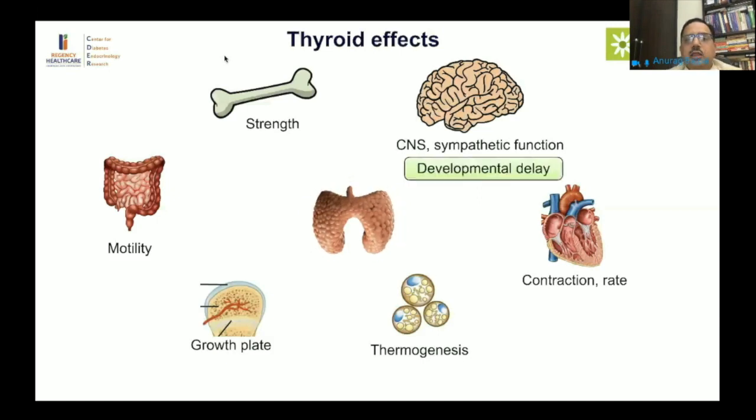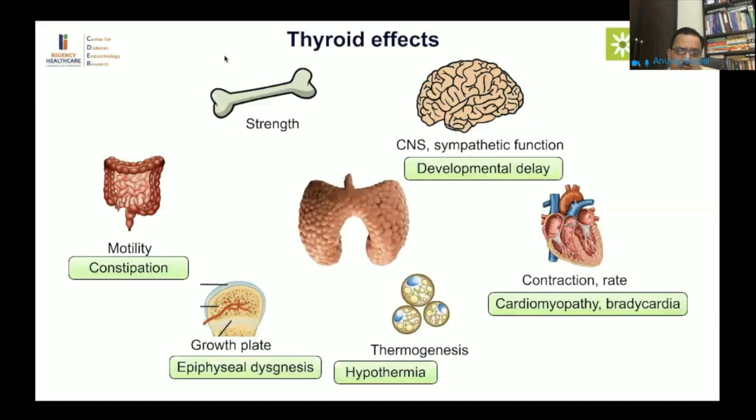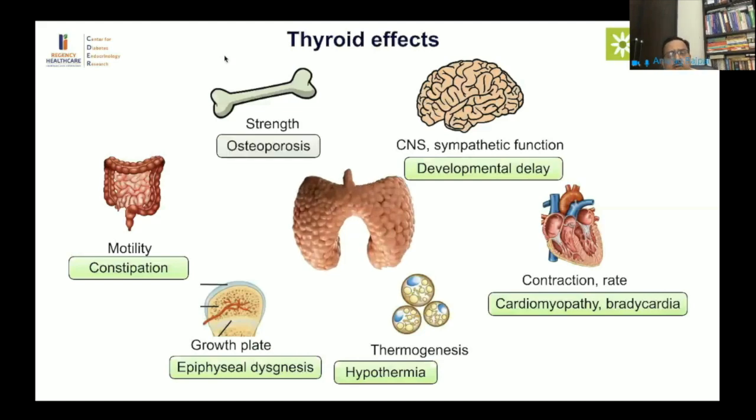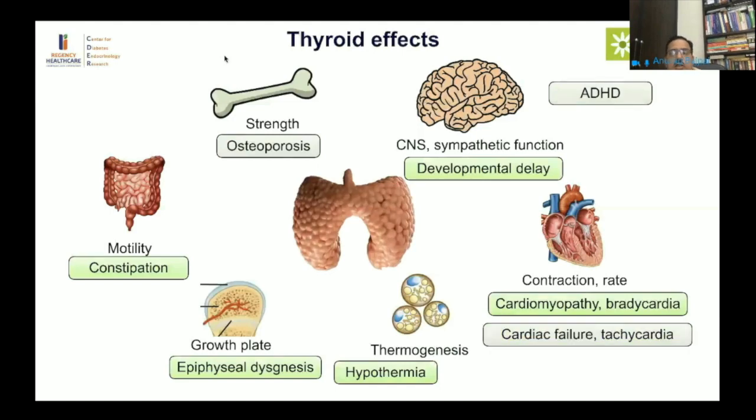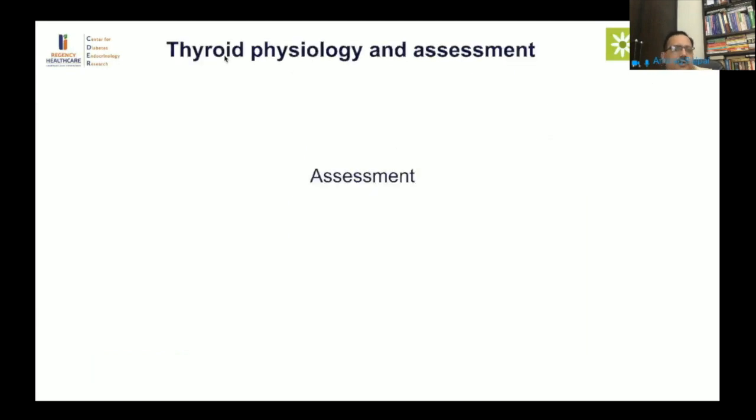So hypothyroidism can present to us with developmental delay, cardiomyopathy, bradycardia, hypothermia, epiphyseal dysgenesis, constipation, while thyrotoxicosis will present with osteoporosis, abnormal behavior, even attention deficit disorders, cardiac failure and tachycardia, hyperthermia, advanced bone age, and hyperdefecation. So we need to be aware about these varied conditions wherein we can have the problems in this perspective.